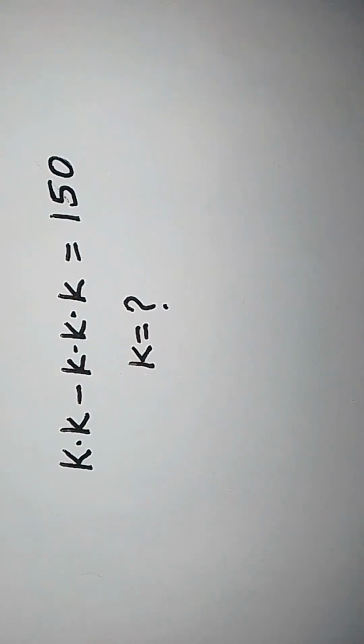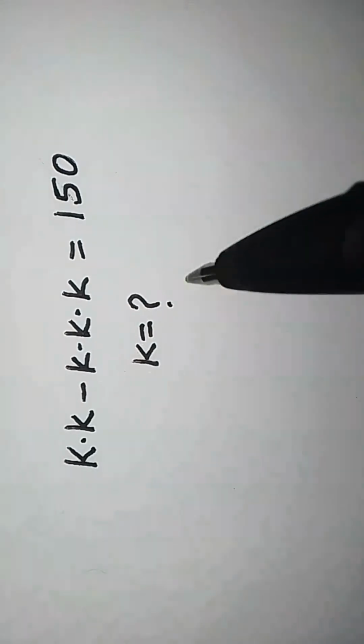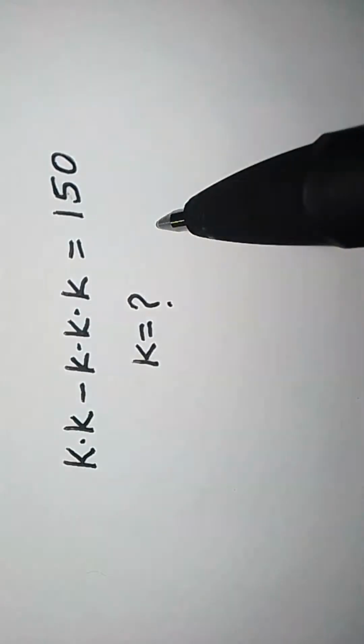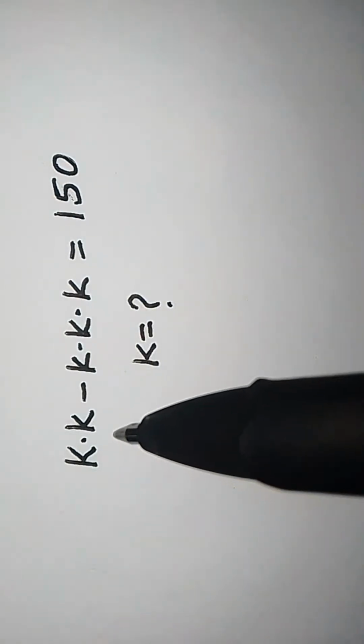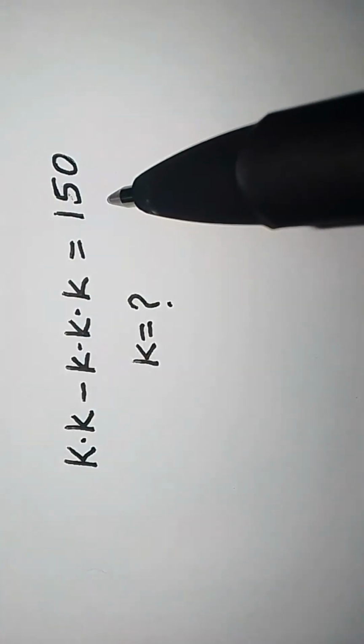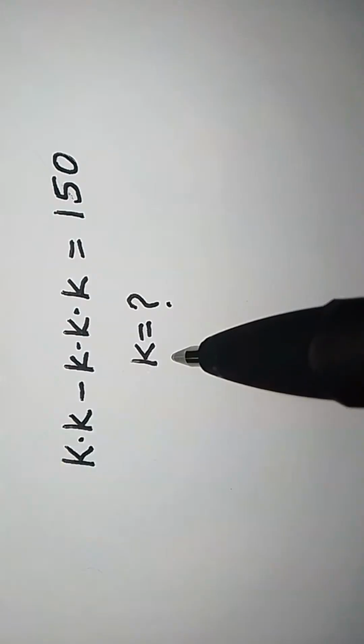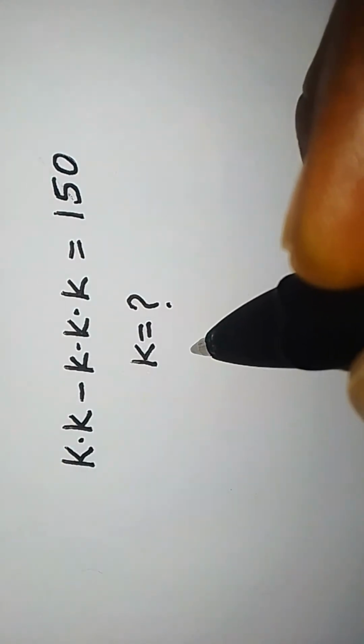Hello everyone. In this video, we are going to be solving a pretty good algebra question. K times K minus K times K times K is equal to 150. How do we find the value of K? Without further delay, let us begin.